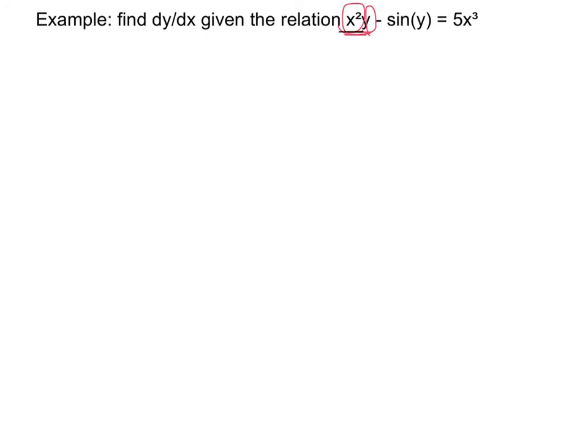So first, this product rule right here. I do the derivative of the first thing, that's 2x, and I leave the y alone. Note that I do not need dy/dx here because I left the y alone. But right here, I'm going to leave the x squared alone, and now when I do the derivative of y, if we just think about it, the derivative of y is dy/dx.